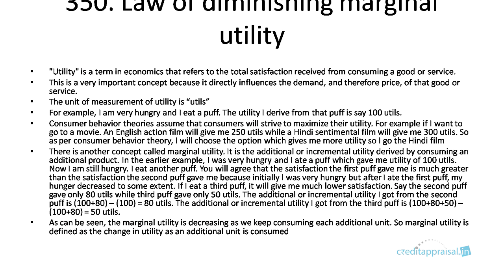So the additional utility, the incremental utility I get by consuming the third puff, is 30 utils less. So what is this? It is the marginal utility. This is what we're defining as marginal utility. This is the change in utility you get as an additional unit is consumed.